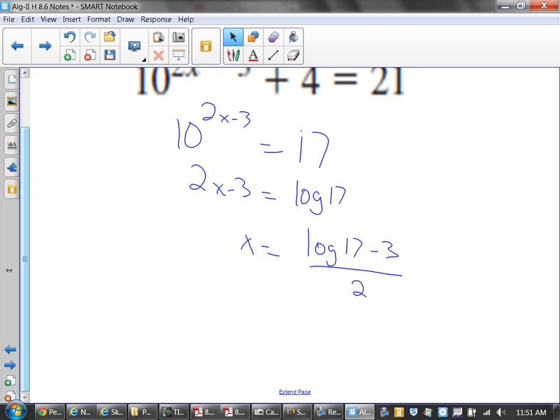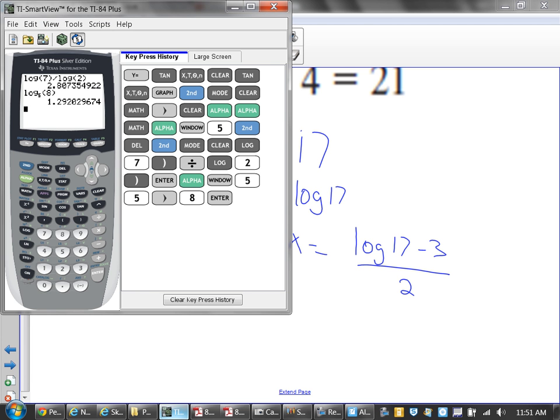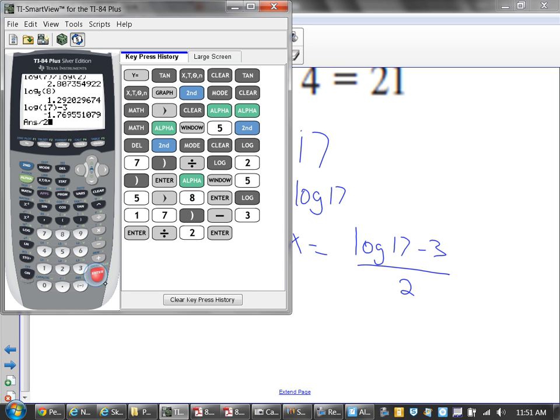In your calculator, since your calculator is set up as a base 10, when you hit the log button, what opens? What do you have to close? It's not going to be log of 20, or log of 14, excuse me. So hit log of 17, close the parentheses, minus 3, hit enter. Divided by 2, hit enter. Negative 0.88.